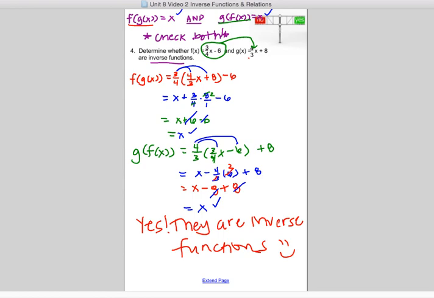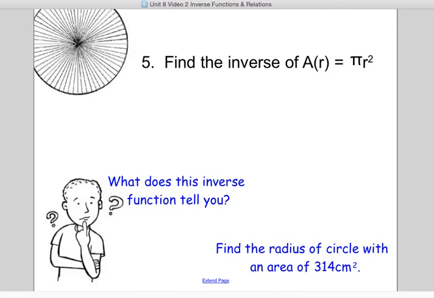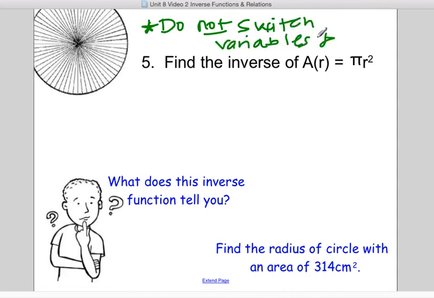All right, the next one. Example 5 says, find the inverse of A of r equals pi r squared. This one is talking about the area of a circle. Whenever it is a real life situation, or a real life equation that you use, leave the variables. Before, we were switching at the very end, putting x in the spot of y. But for real life situations, do not switch the variables. It will get more confusing when you are using problems like this. So find the inverse. A equals pi r squared.